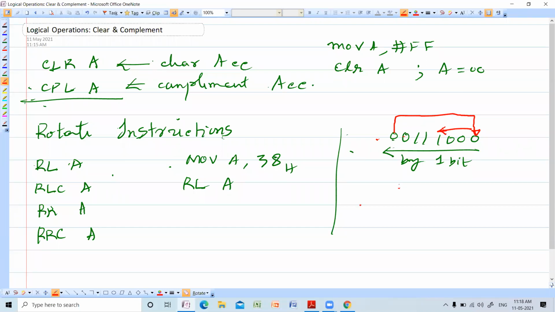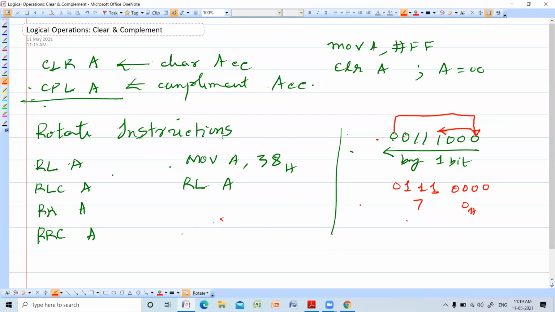So after rotation, you will have 0111 0000. So 38, after rotation, becomes 70. So this is RLA, rotate left accumulator by 1 bit. Whatever is there in the MSB will come to the LSB.